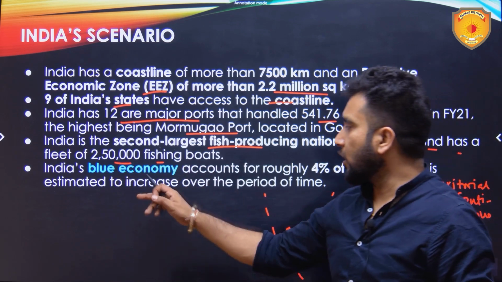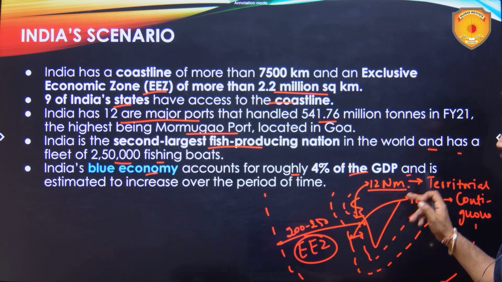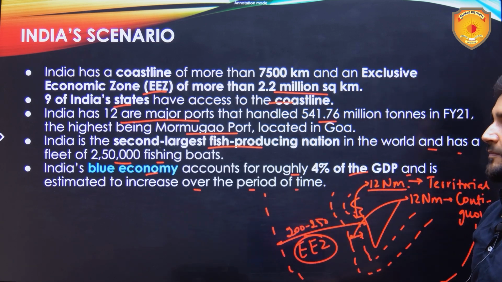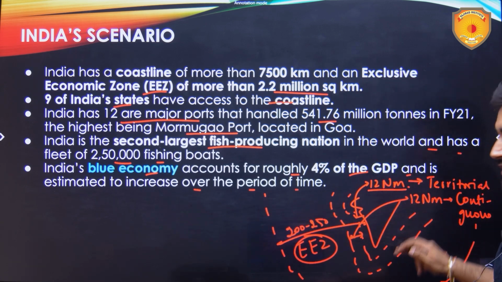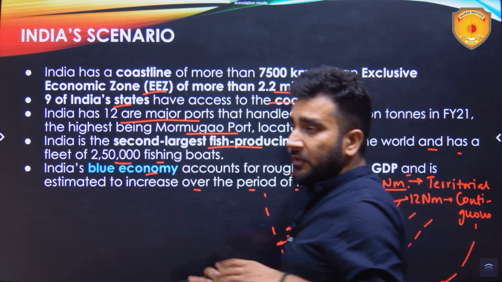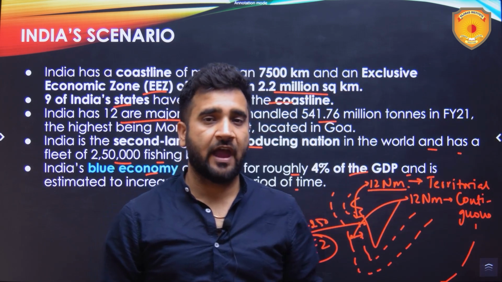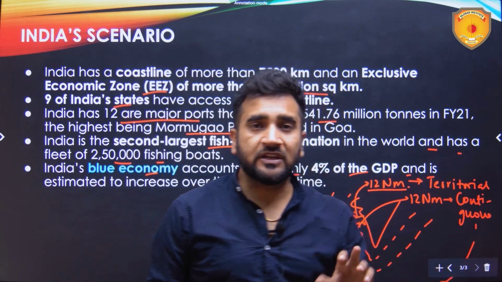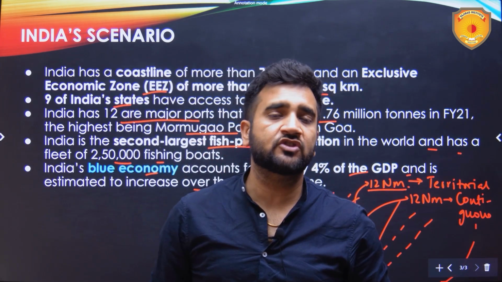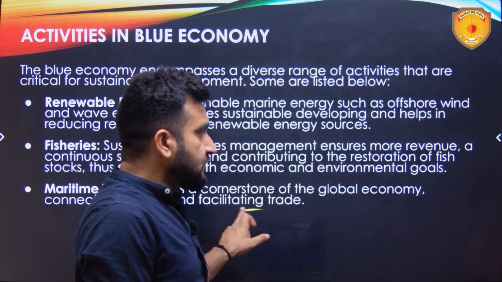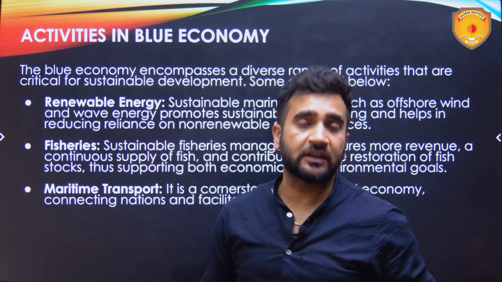Now, India's blue economy accounts for roughly 4% of the GDP and is estimated to increase over a period of time because it has immense potential. Entire coastline tourism is there or can be there if it is not there. Exclusive economic zone, so vast, we have ample potential there. India's blue economy presently contributes 4% of India's GDP, but it can contribute more. It has that potential. We have to keep in mind that we sustainably exploit it.